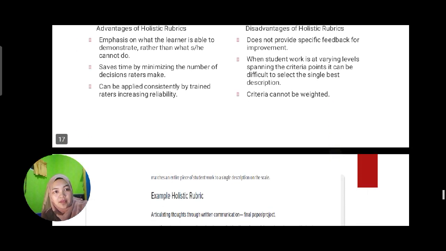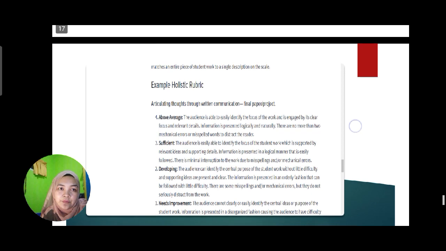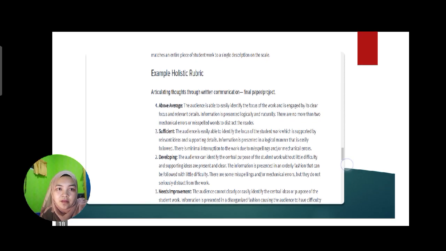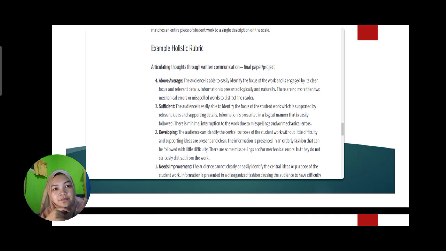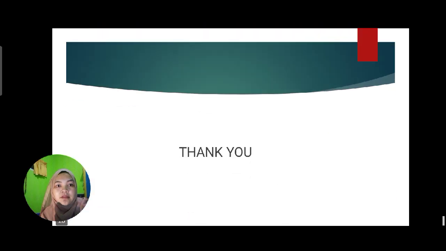Okay. And here are examples of holistic rubrics. Okay. If analytic is separated by columns and tables, holistic rubrics are just like this. Okay.